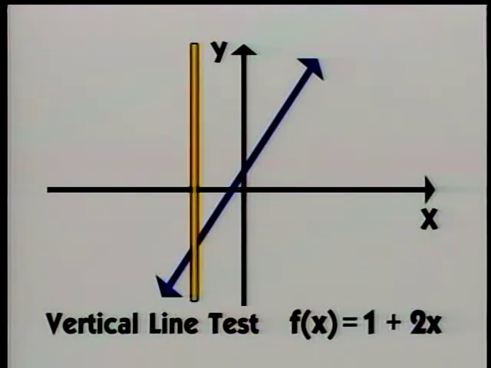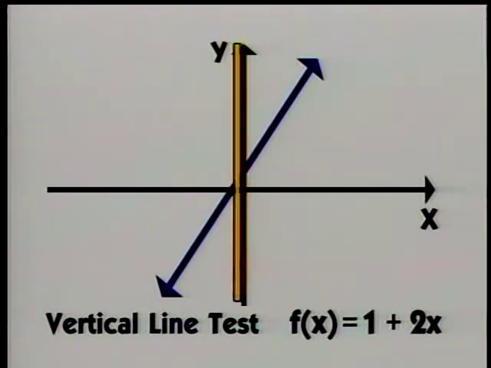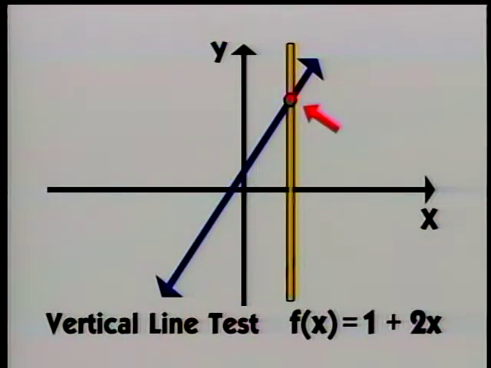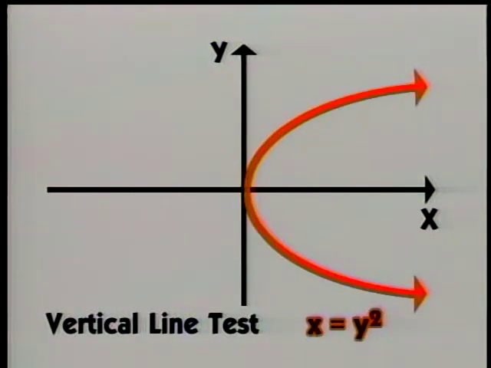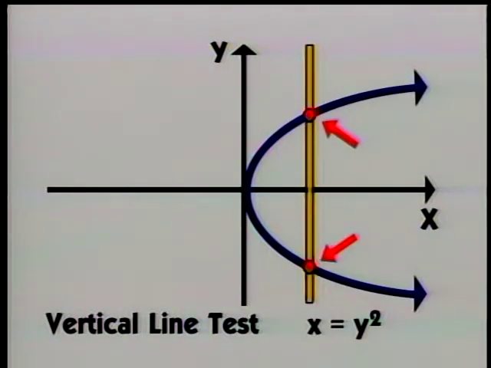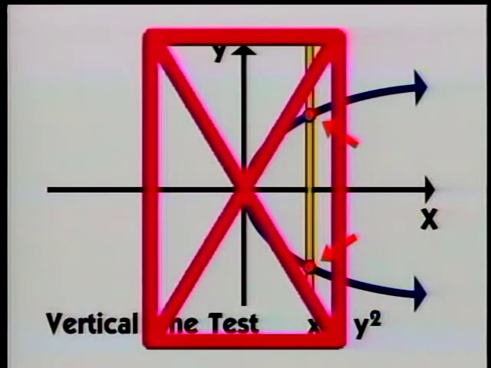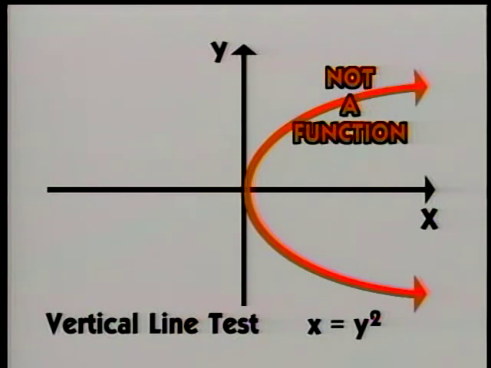As long as the line touches no more than one point of the graph of the equation, then the graph is a function. But if it ever touches the graph of the equation at more than one point at any place on the graph, then the graph is not a function.